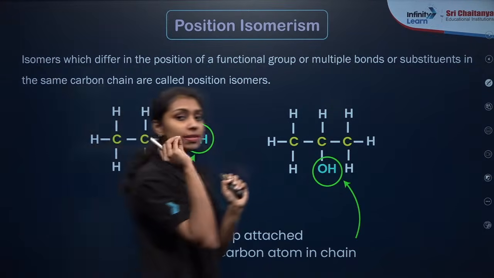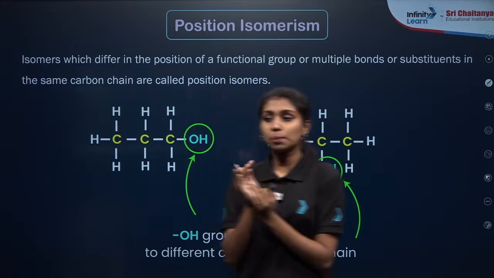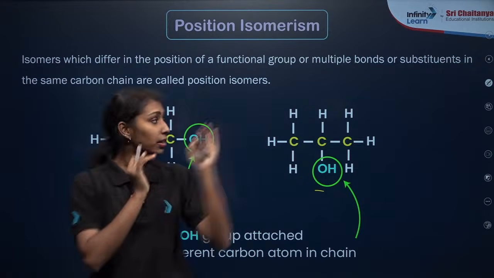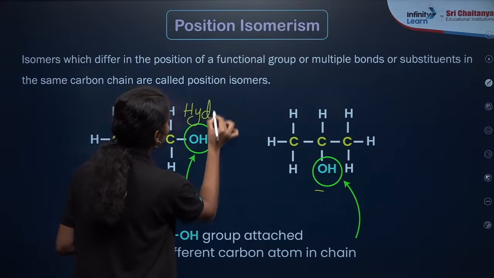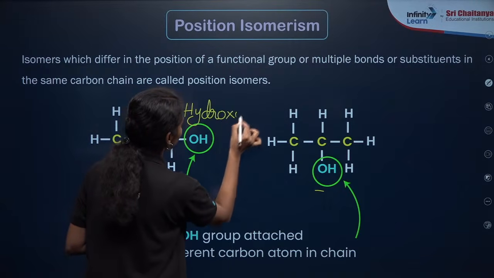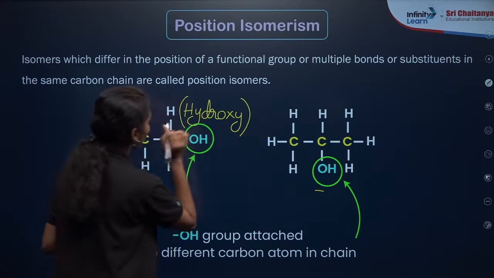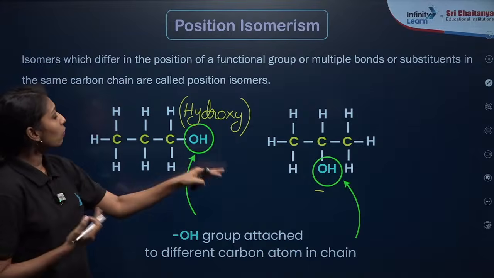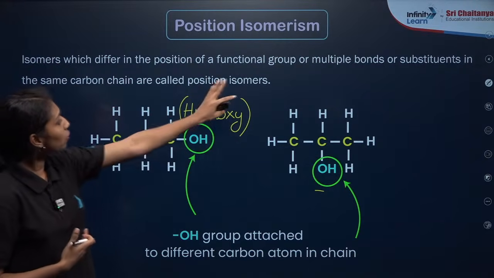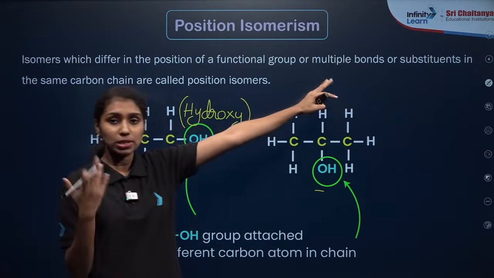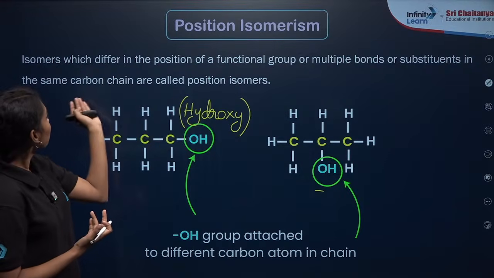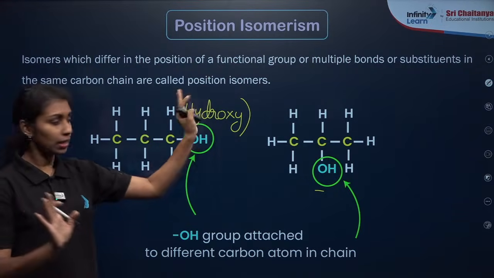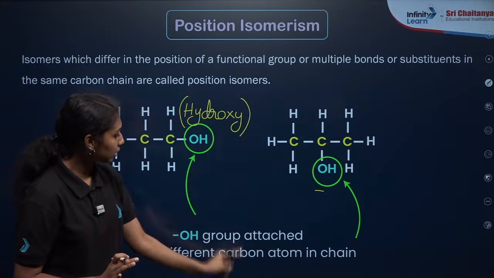In the first slide I discussed the functional group. For example, the OH group, known as the hydroxy group, is one of the functional groups. It is the functional group of alcohols. So if any compounds differ in the position of a functional group, or multiple bonds like a double bond or triple bond, or any substituents in the same carbon chain, they are called position isomers. Just look at these structures.